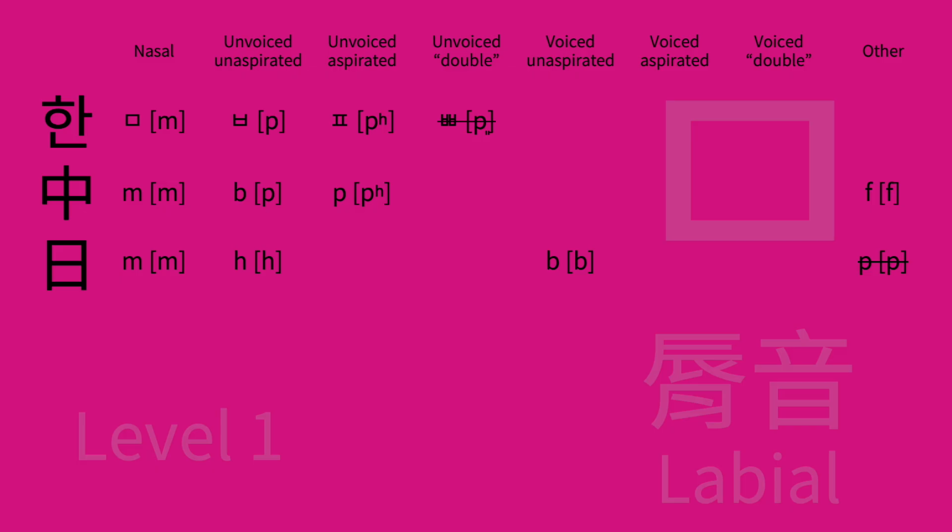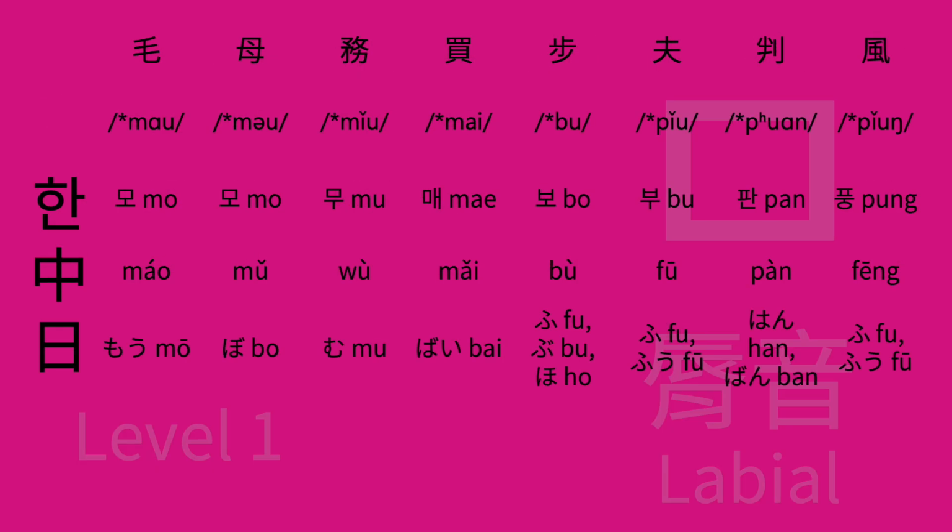For Korean, we have m, p, p. For Mandarin, we have m, b, p, f. For Japanese, we have m, h, b. Here are some characters within this group. We have also included a reconstructed Middle Chinese pronunciation for comparison.